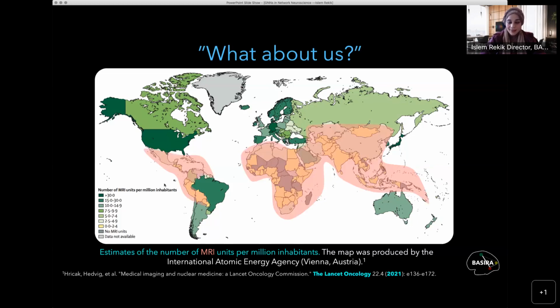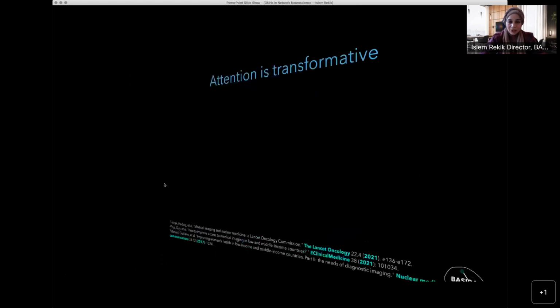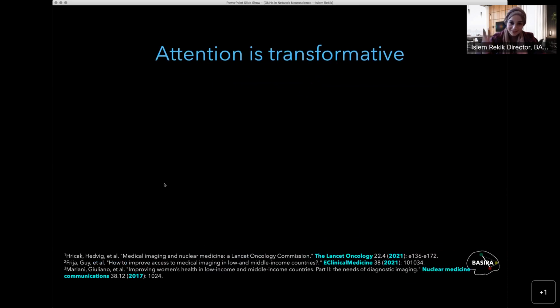So the thing is, designing methodologies that aim to collect a lot of data is very nice to have. However, this overlooks somehow half of the world. So what about them? What about us? Attention is very transformative in that sense, that researchers need to put their attention where the need really exists.